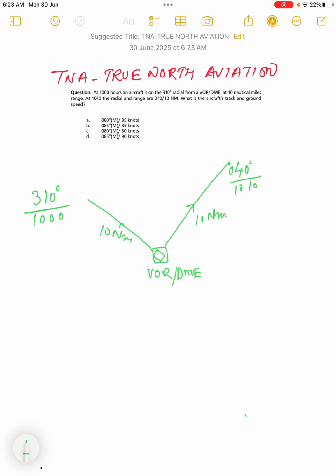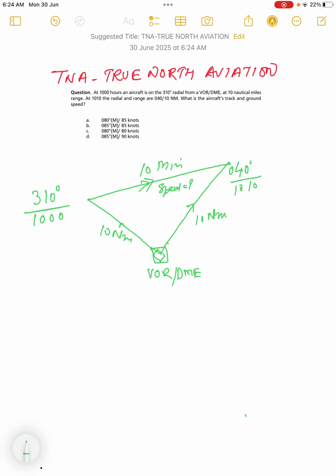Okay. What is the track of the aircraft and ground speed? So you have to find, the aircraft is going like this. This distance is covered in 10 minutes. So you have to find the track of this, and what is the speed. What is speed? You have to find this.